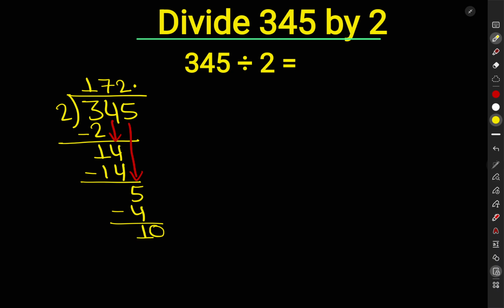So now it became 10 and 2 times 5 means 10. On subtracting we get 0. So 345 divided by 2 is 172 decimal 5.